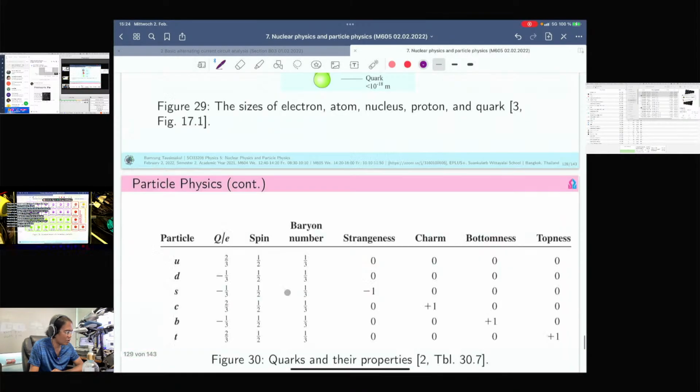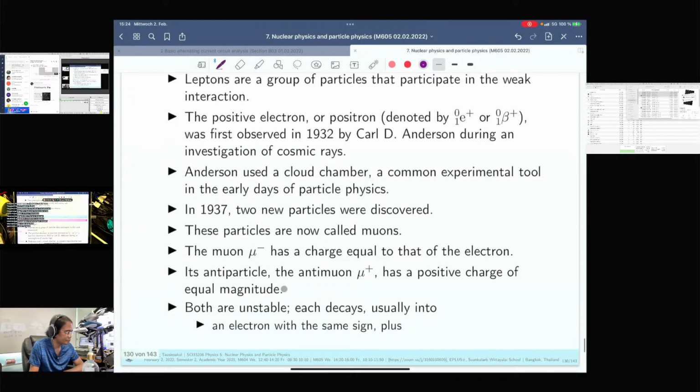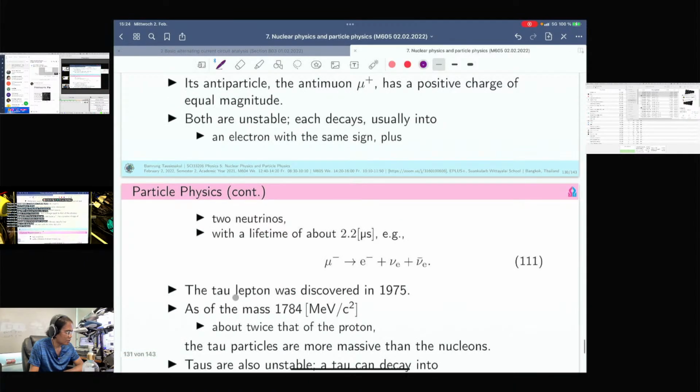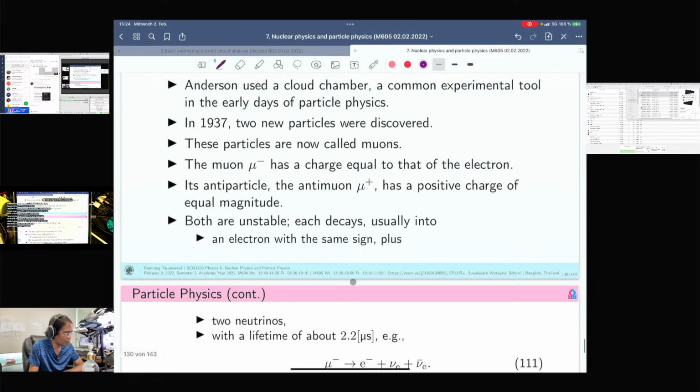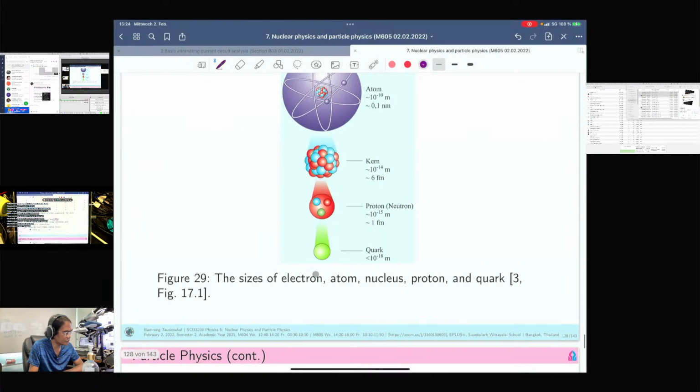So let's talk about the tau lepton. The tau lepton was discovered in 1975. With high probability, the discovery was done at CERN, but I'm not sure. It has a mass of 1784, which is very close to this one, right?